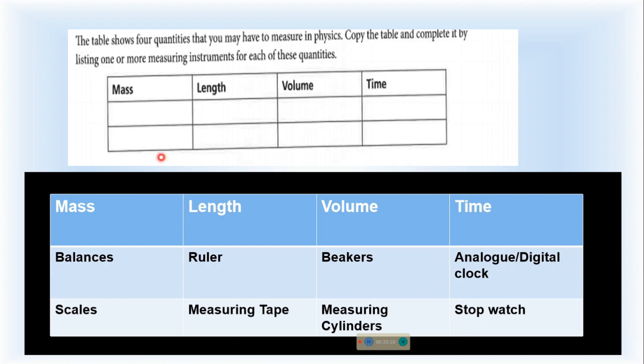Here we have to give a measuring instrument for each of these quantities. We measure mass using balances and scales. For measuring length, we use a ruler and measuring tape. We can measure volume using beakers and measuring cylinders. And for time, we use analog and digital clocks and a stopwatch.